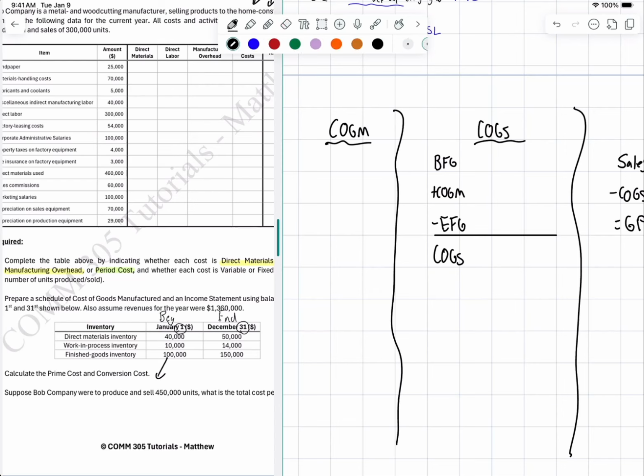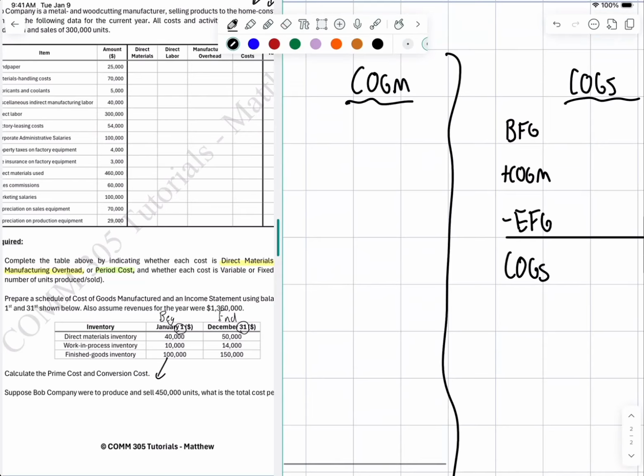Because as you can see here, guys, you can't get the cost of goods sold calculated without knowing the COGM. Okay, so going through this, guys, first off, in our cost of goods manufactured schedule, what does it look like?